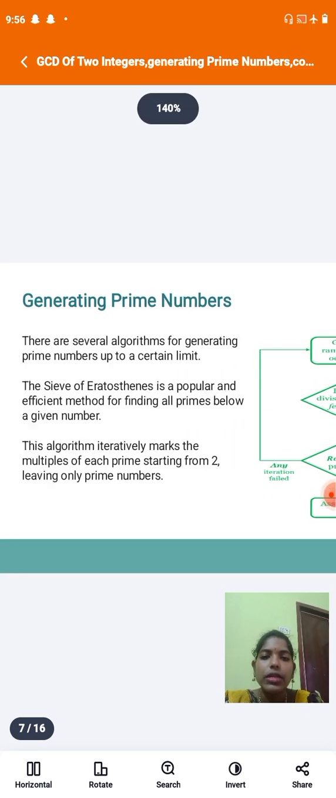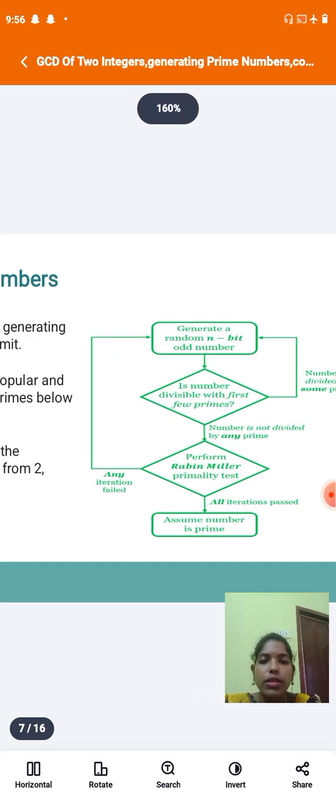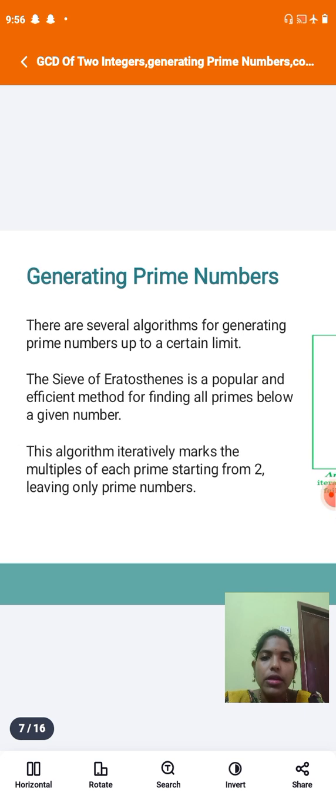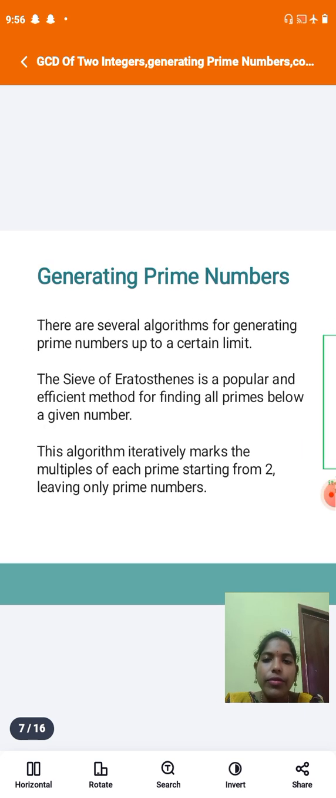Next, generating a prime number. How do we generate a prime number? Before that we discuss a flow chart. Using that flow chart, we generate a random n-bit odd number for prime generation. There are several algorithms for generating prime numbers up to a certain limit, so we get the n prime numbers like this.